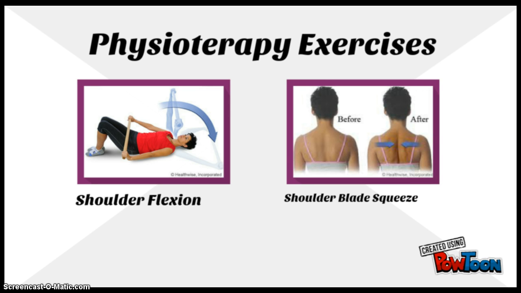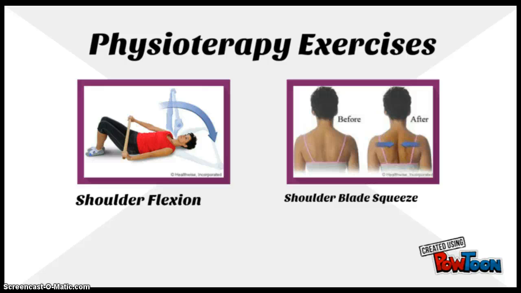For the physiotherapy exercises, I would recommend shoulder flexion. First, lie on your back on a flat surface, and then hold a stick with your hands and palms facing down. Place your hands slightly wider than your shoulders. Keep your elbows straight and raise your arms over your head slowly until you feel a stretch in your shoulders, upper back, and chest. Hold it there for 15 to 30 seconds. Repeat all these steps 2 to 4 times.